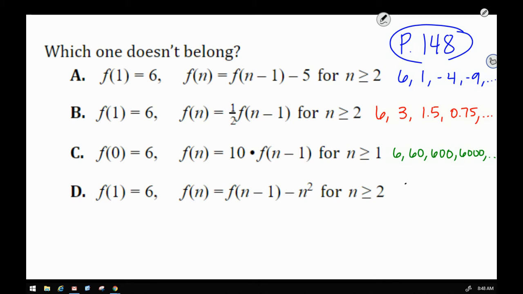Okay, so it starts at 6, and then let's see what this actually says. You take the term before it and then subtract N squared. If that was step 1, this would be step 2, so this would be 6 minus 2 squared. 2 squared is 4, and 6 minus 4 is 2. For the next step, 2 minus 3 squared, which is 9, is negative 7. Then negative 7 minus 4 squared, which is 16, is negative 23.